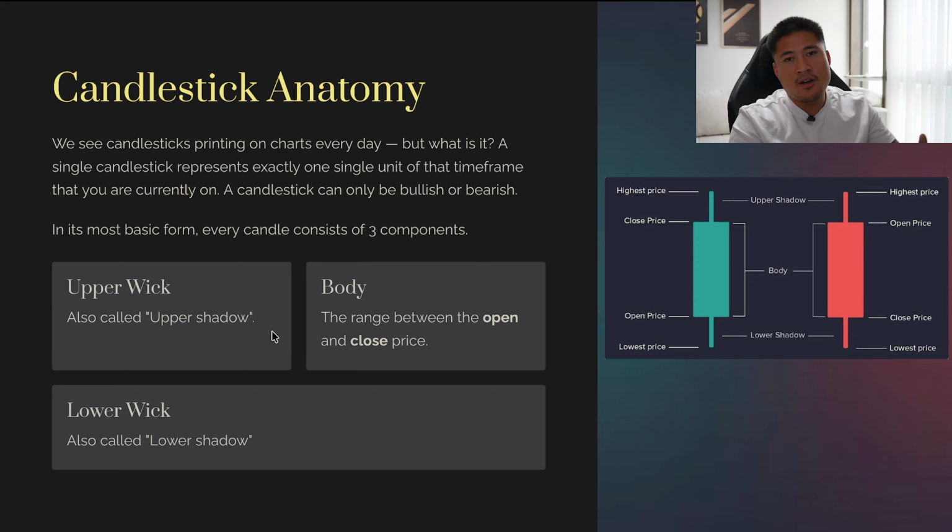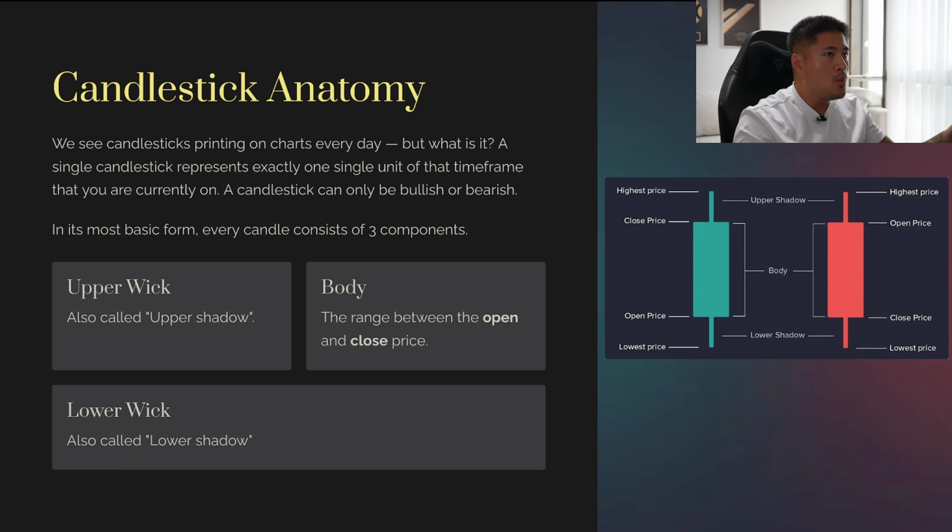So let's talk candlestick anatomy first. Okay, what are candlesticks? We see candlesticks printing on charts every single day, but what is actually a candlestick? A single candlestick always represents exactly one single unit of that time frame that you are currently on. What does that mean? For example, if you're on the daily time frame and you see one candlestick, that means this one candlestick represents the price action of one whole day.